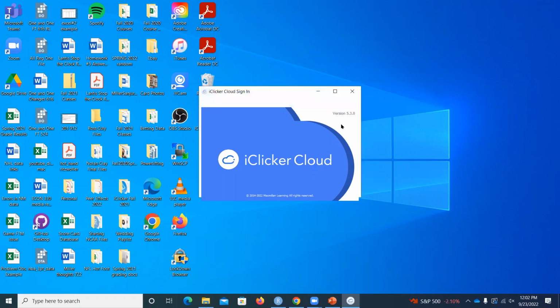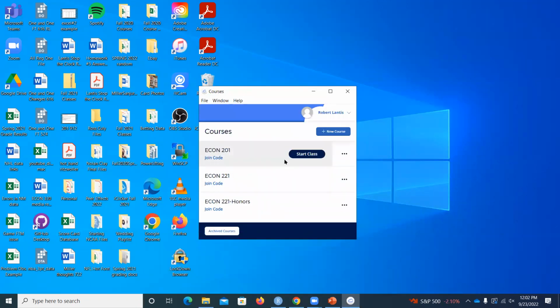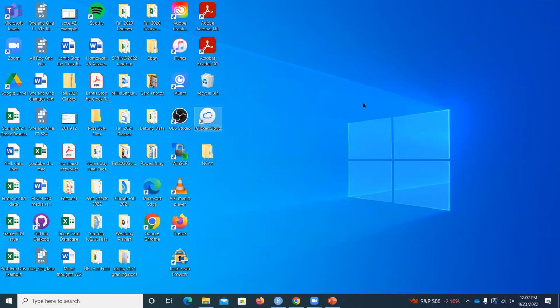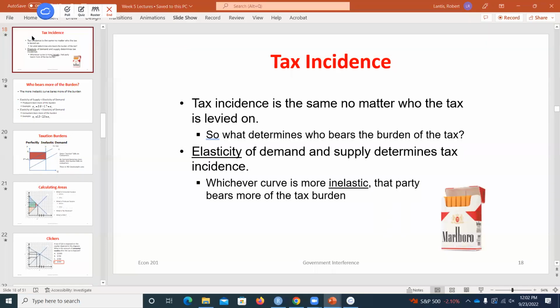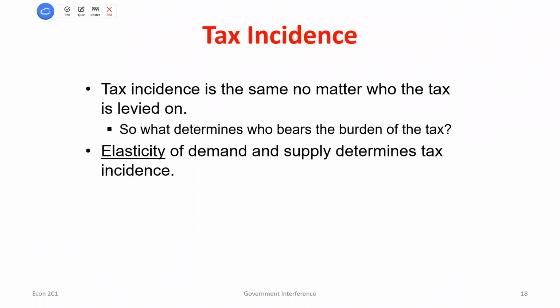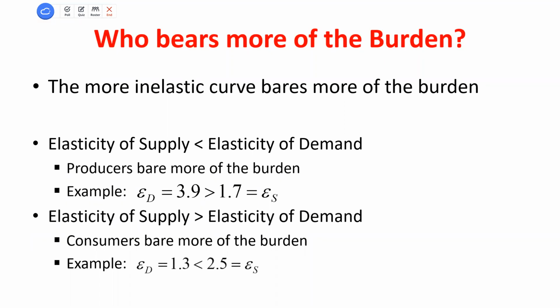So anyways, I'll talk as I'm getting this pulled up, but we talked about tax incidence, who bears more of the burden. I gave you an example where if we had perfectly inelastic demand, consumers would bear the entire burden. So we'll get a refresher of what that looked like. One way we could do it is just compare the elasticities. Whoever is more inelastic, we said, is going to bear more of the burden. So if elasticity is lower, that means they're more inelastic. Those individuals will bear more of the burden, consumers versus producers.